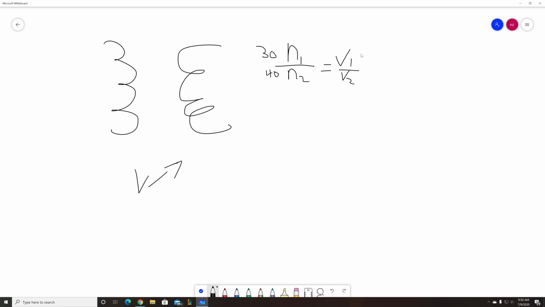So say this was 5 volts, you would transfer this to, give me a sec, my math is so bad these days. 40 divided by 30 times 5, it's just 6.66. So that means V2 would be equal to 6.66.